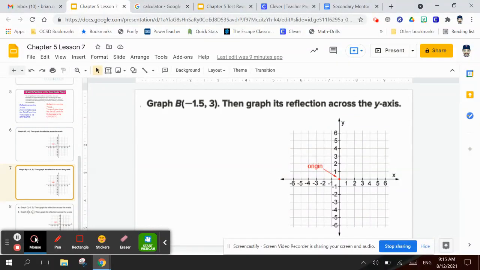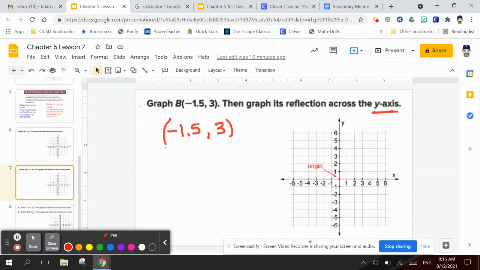Let's graph letter B at (-1.5, 3). Then graph its reflection across the y-axis. So here we're going across the y-axis this time. So I have -1.5 and 3. To graph this, I start at 0. I go over to -1.5, and I go up 1, 2, 3. That's letter B.